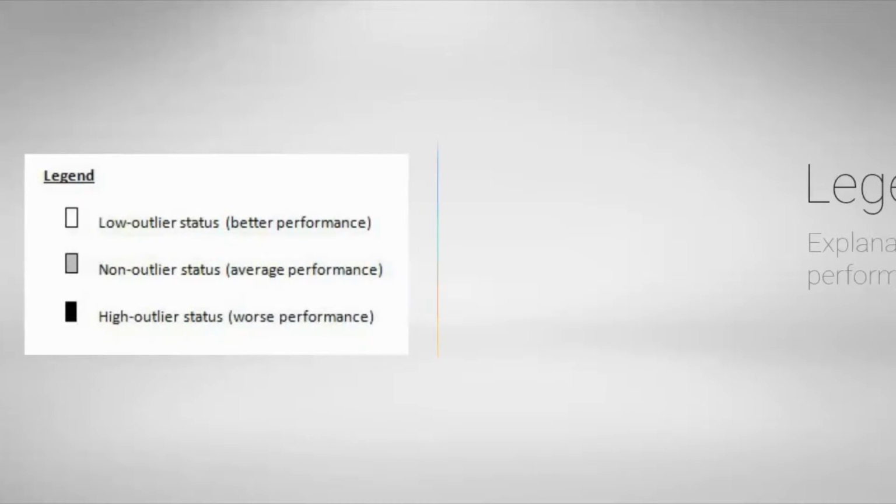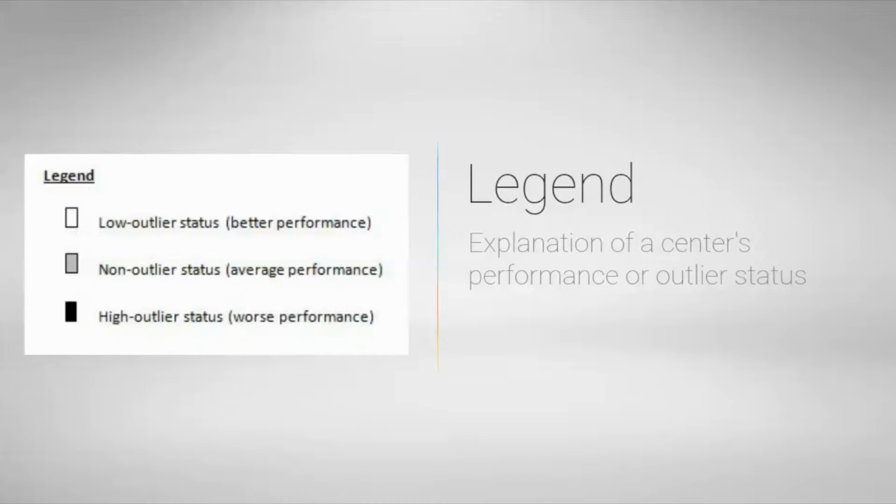At the end of this section, you'll find a legend for the preceding graphs. This legend provides an explanation of the center's performance or outlier status. For the purposes of our reports, a white bar indicates better performance than the collaborative average based on a 95% confidence interval, or low outlier status. A gray bar indicates average performance than the collaborative, or non-outlier status. A black bar indicates worse performance than the collaborative average, or high outlier status.